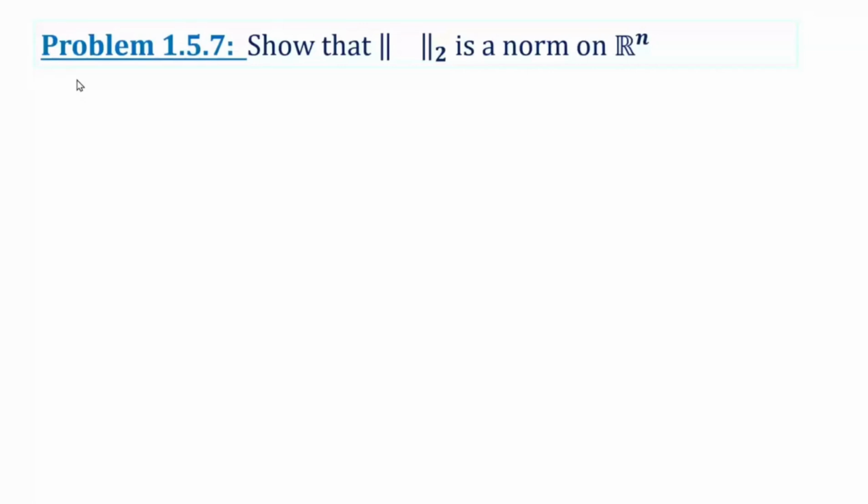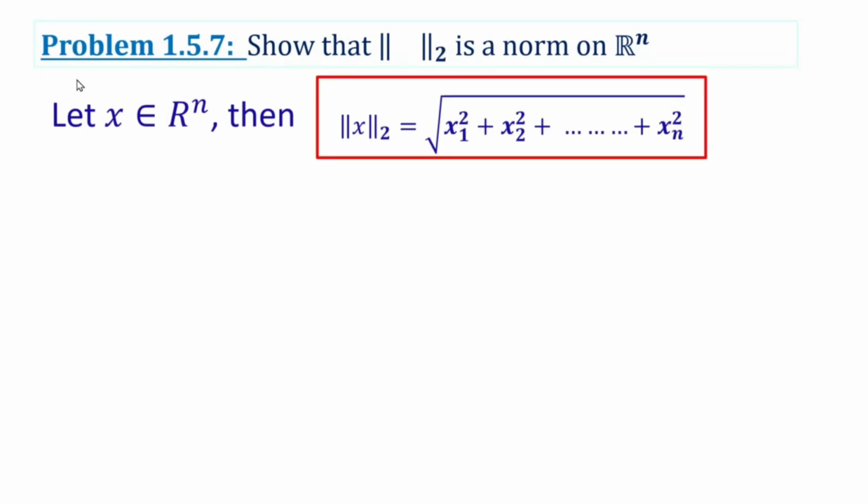We are going to show that this norm 2 is a norm on Rn. So first we recall the definition of norm 2 on Rn. Let x belong to Rn, then the norm 2 is defined as the square root of x1 square plus x2 square plus up to xn square.